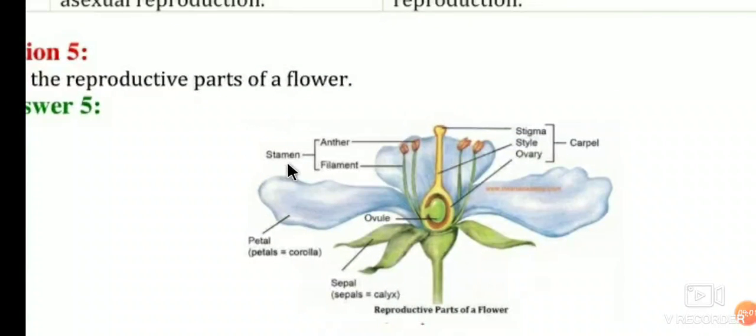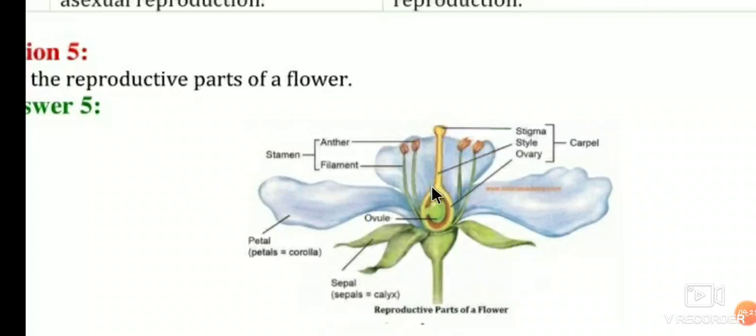That is the stamen. This contains the anther and filament. This is the male reproductive part. And this is called the female reproductive part. Here the ovule will be there. In this ovule there will be formation of the zygote, that is, fertilization takes place.